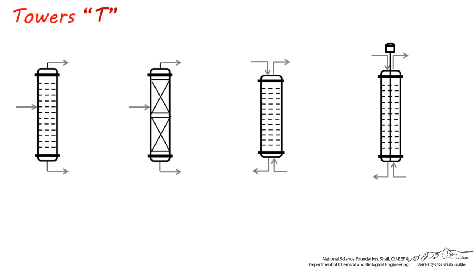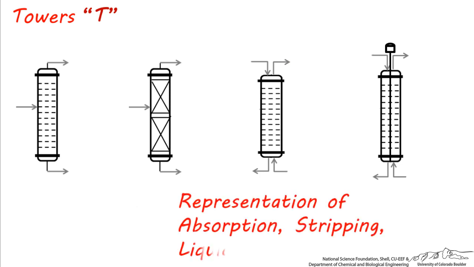This third symbol is used for two-stream continuous flow separators, such as absorption columns, stripping columns, and liquid-liquid extraction columns. These can be tray or packed columns, but the one shown here has trays. With these types of separators, you're separating chemicals from one stream using another stream.